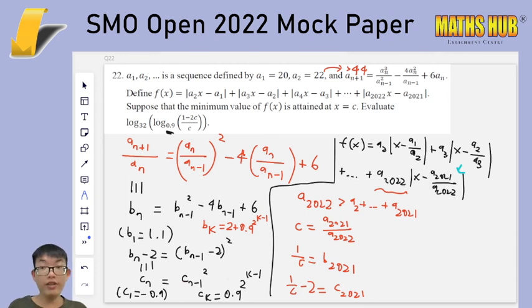Now C2021 is this, so you're going to take log base 0.9. That is gone. And then you take log base 32. So your answer becomes just log base 32 of 2 to the power of 2020. And 32 is 2 to the power of 5. So this is equal to 404.